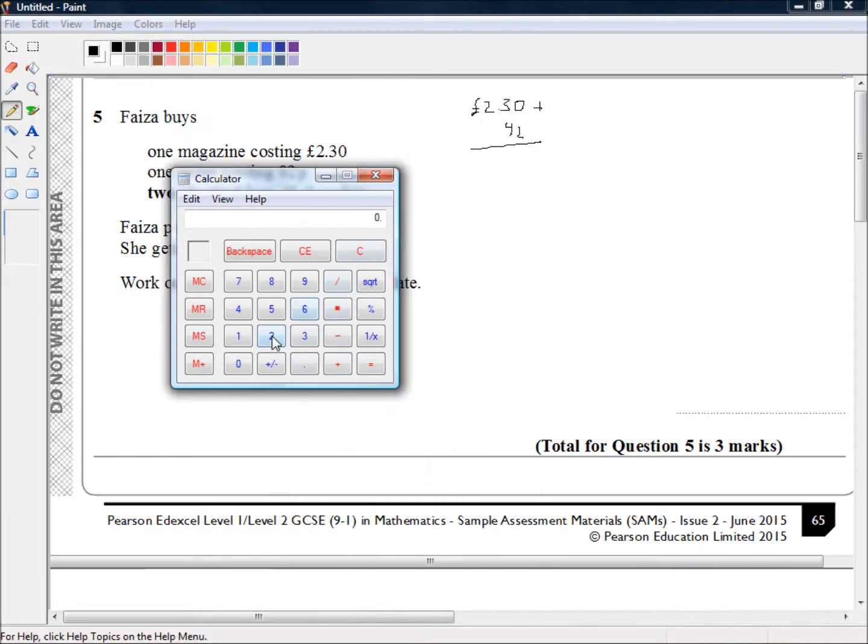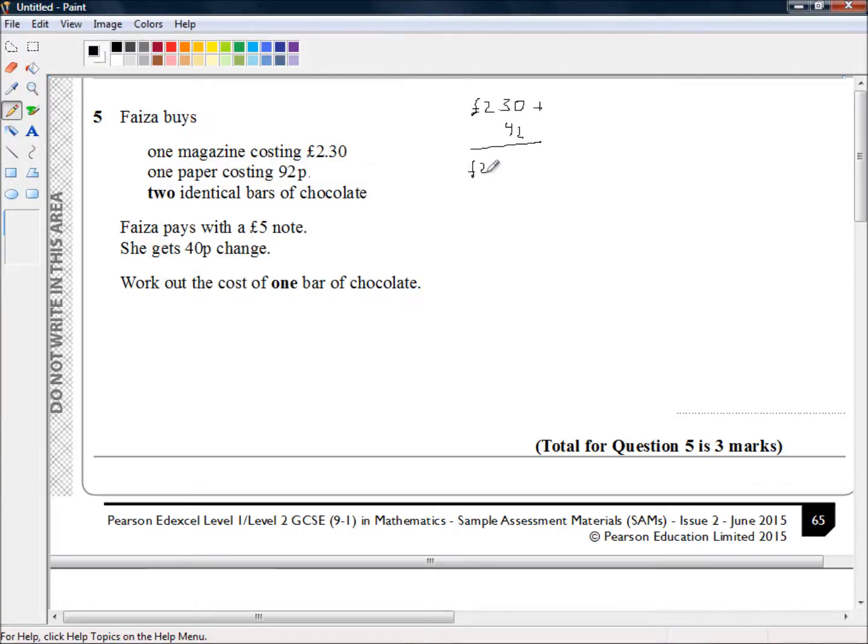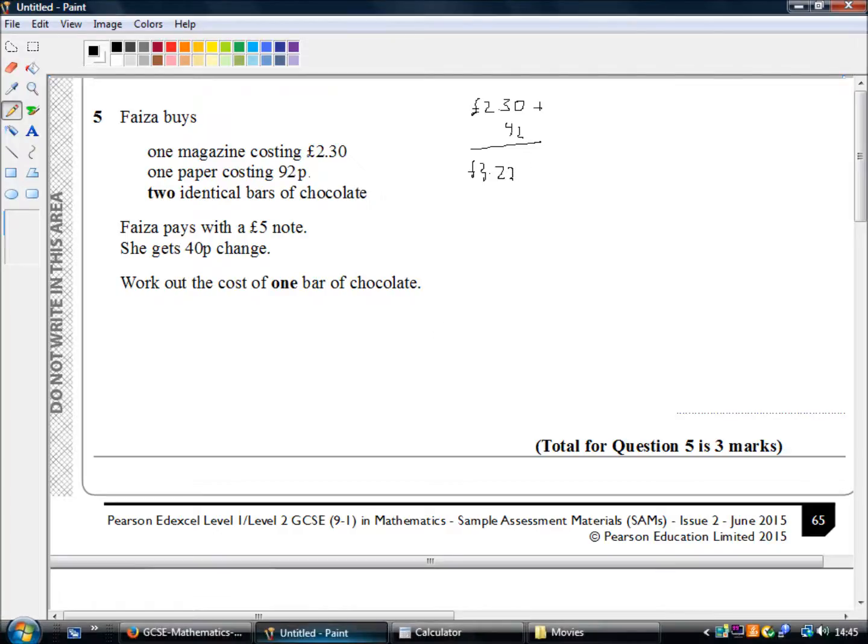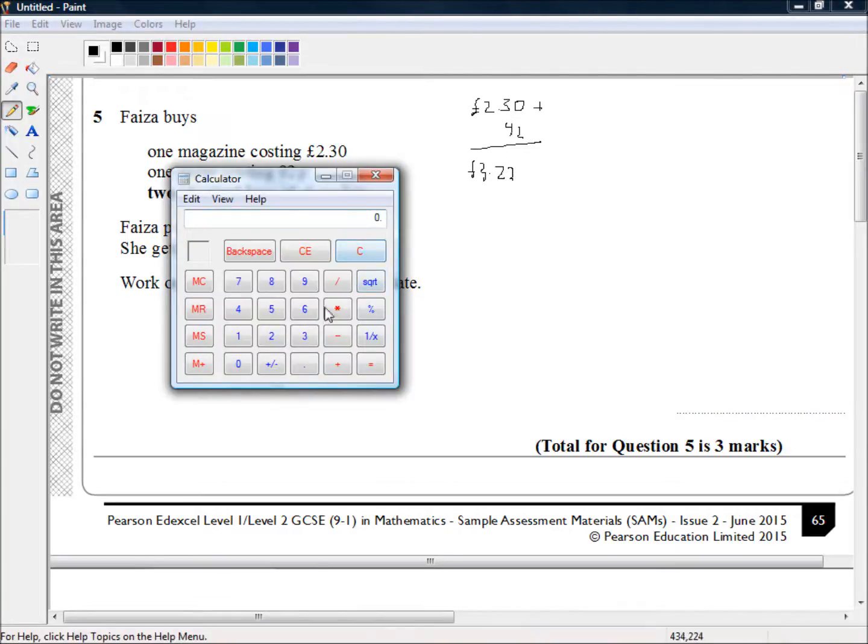Now there's two ways we can do this. We can either think in pence, or we can think in pounds, but don't get confused between the two. If you're going to think in pence, do it all the way through. If you're going to think in pounds, do it all the way through. Don't keep switching between the two and get confused. So if we're going to think in pence, we write 230 add 92 is equal to 322 pence, which is £3.22. The alternative way to do it, of course, is we could think in pounds, and that's £2.30 plus 0.92 pounds is equal to £3.22.